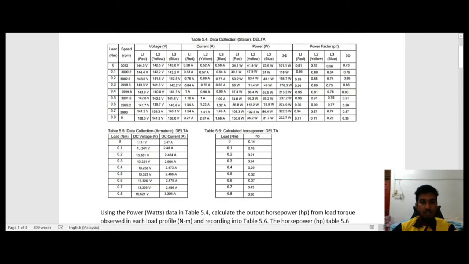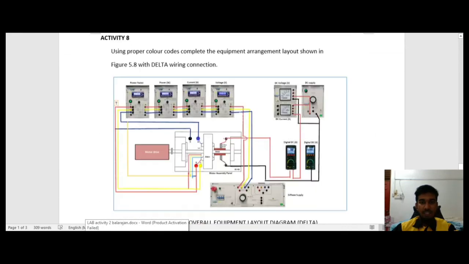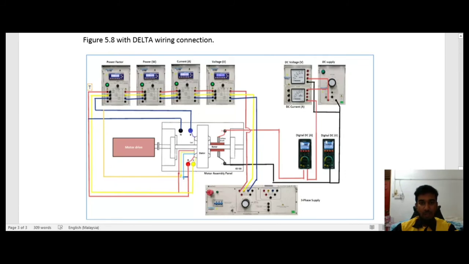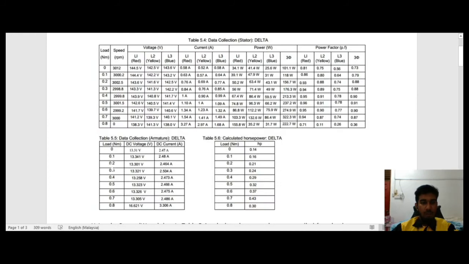Then this is table 5.5, which shows the data collection of the exciter, which is the excitation DC supply. The excitation DC supply is supplied to the rotor of the three-phase synchronous motor. Table 5.5 shows the DC voltage and current, which vary with load torque from 0 to 0.8.